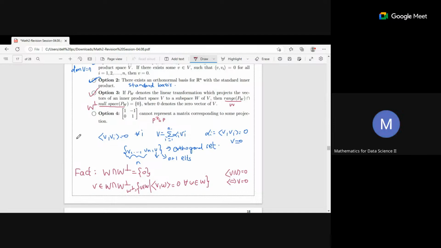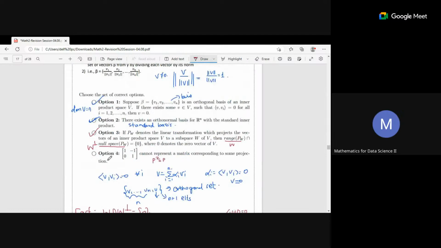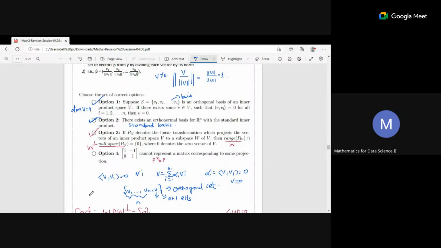Okay. Let me do it here. So what is [1, -1; 0, 1] times [1, -1; 0, 1]? It is 1, and then here it becomes 1 into minus 1. This is 0, and this is also 0, and this is 1. Right? So the square is not the same matrix. So this cannot be a projection. So correct, right?